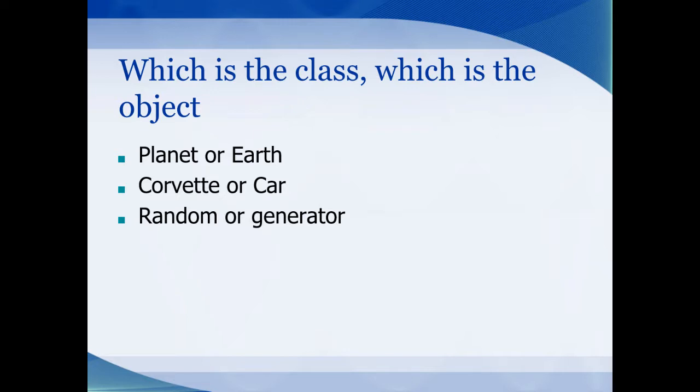Okay, here's a tricky one now. We've already actually used objects in our code. We used the random number generator. So, which is the class and which is the object between random and generator? Well, in our code, we always say random generator equals new random. Generator is the object of type random. So random is the class.